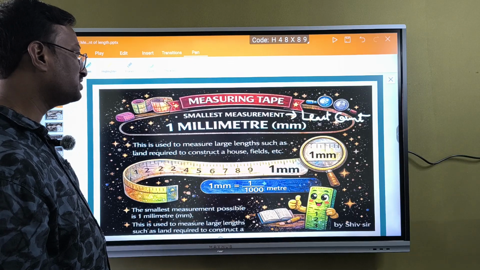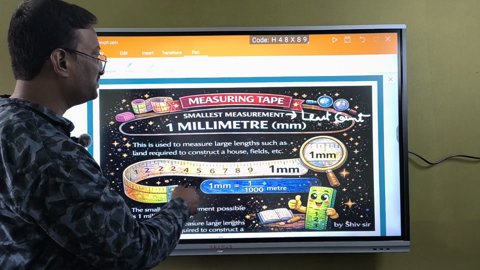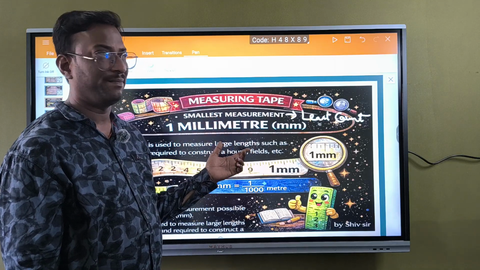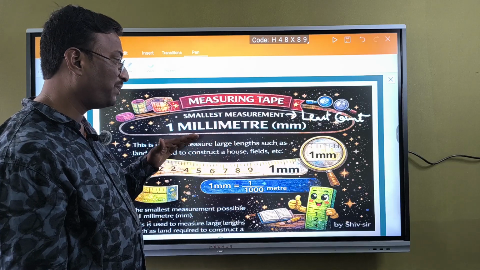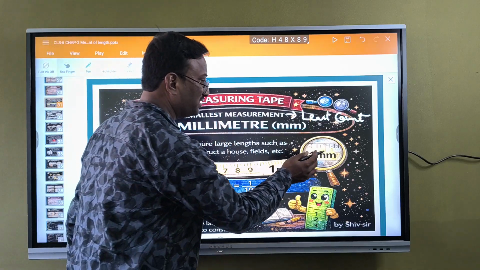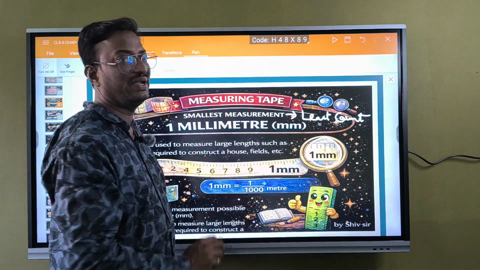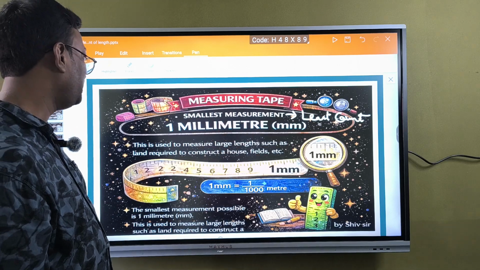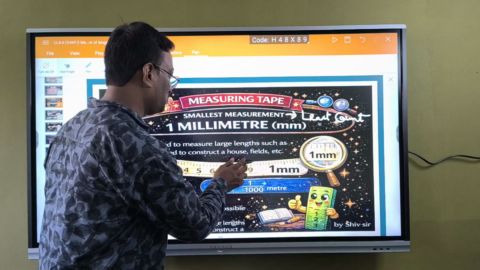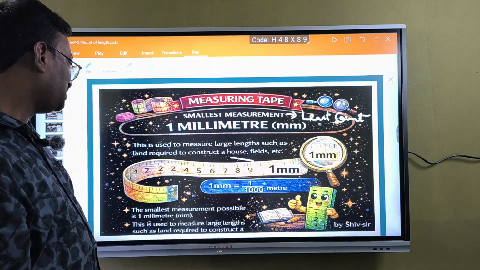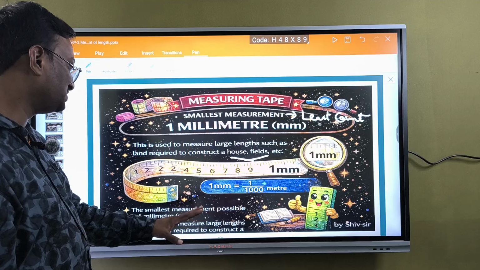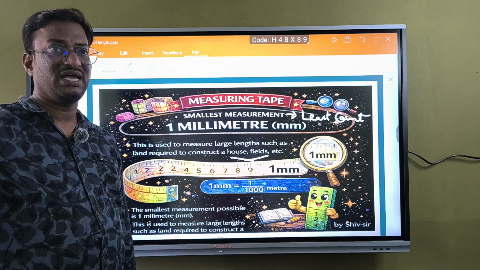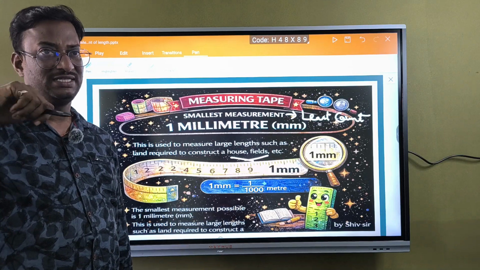This is used to measure the larger lengths, such as with this measuring tape. In order to measure the smallest measurement, we will take 1 mm. With the help of the measuring tape, we can measure the smallest unit, the least value, which will be 1 millimeter. And we can measure the larger lengths as well with the help of this meter scale, such as land required to construct a house, fields. Even in the case of the meter scale, we are going to measure distance in kilometers, 1000 meters being equal to 1 kilometer.